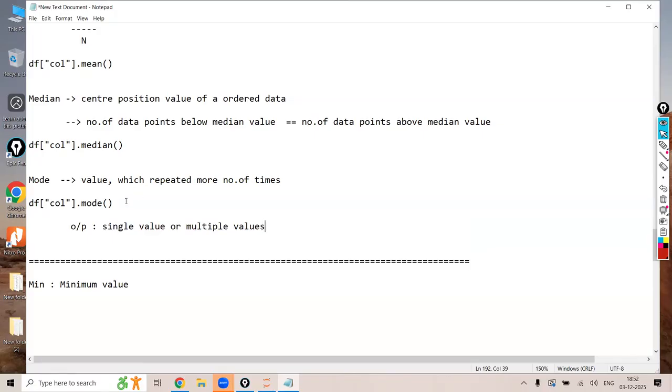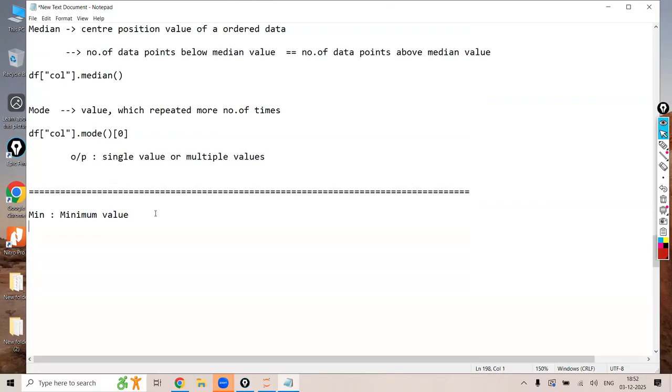To get the first one, we are going to use the 0. What does this 0 indicate? If you are getting multiple values, we add the 0 here, which means the 0 index, whatever the first position value is. Okay. Now coming to the minimum.